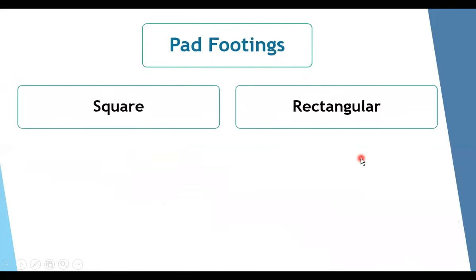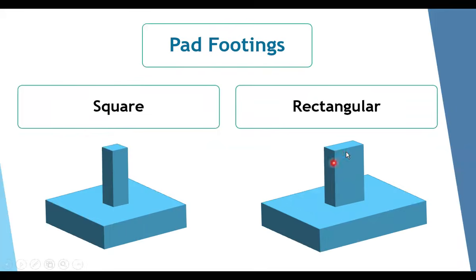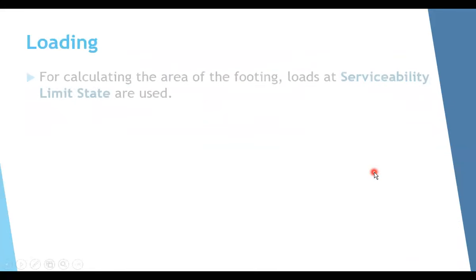Okay, in this video I will be talking about pad footings, and in coming videos we'll be talking about other types of footings. Pad footings could be square or rectangular. Usually if you have a square column, we use a square footing. Also if you have a circular column, we can use a square footing. And if you have a rectangular column, we can use either a square footing or a rectangular footing, as you can see here in this figure.